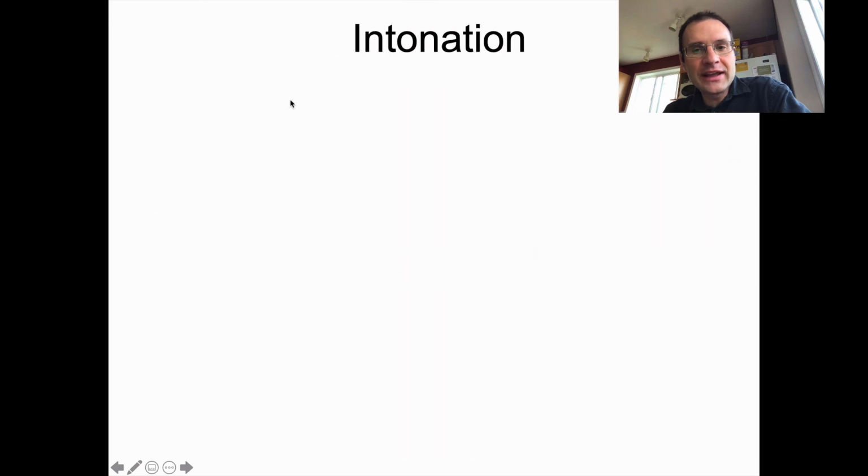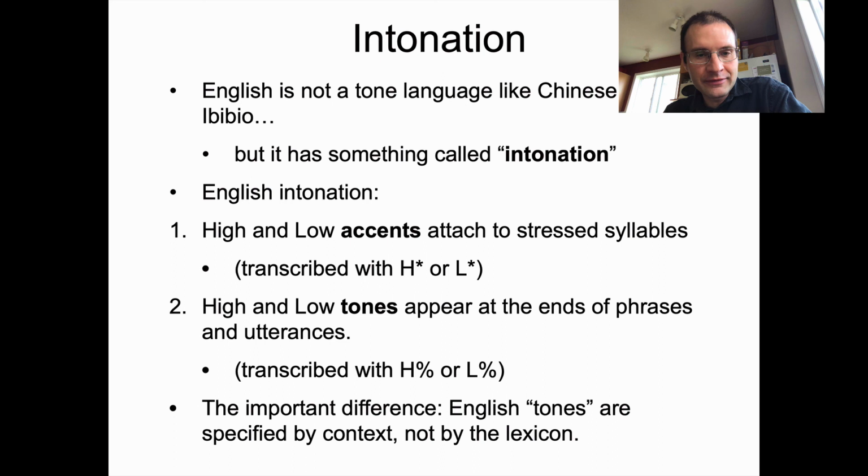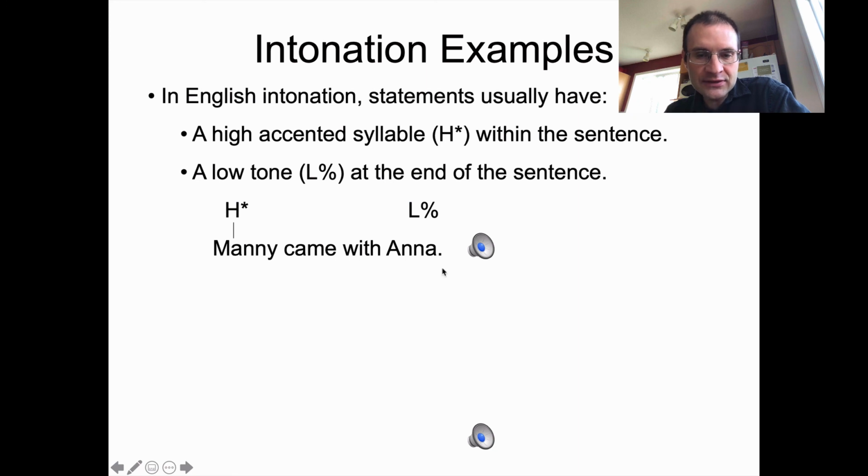What the syllables sound like in English depends on what has been said in a conversation and what sort of speech act you're trying to elicit by saying something. So in English intonation, if you're saying something as a statement, there's usually going to be a high accented syllable somewhere within the sentence and then a low tone at the end of the sentence. This can vary a little bit by context and speaker, but let's say I have this particular phrase or sentence and I want to say it declaratively, then I will say, Manny came with Anna.